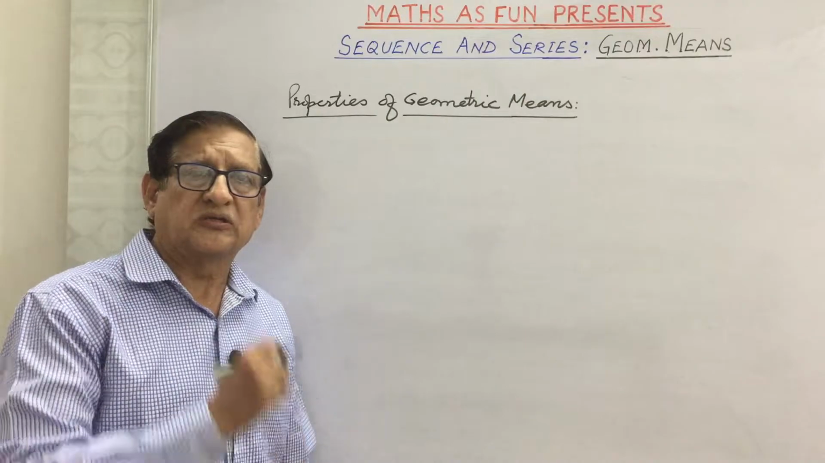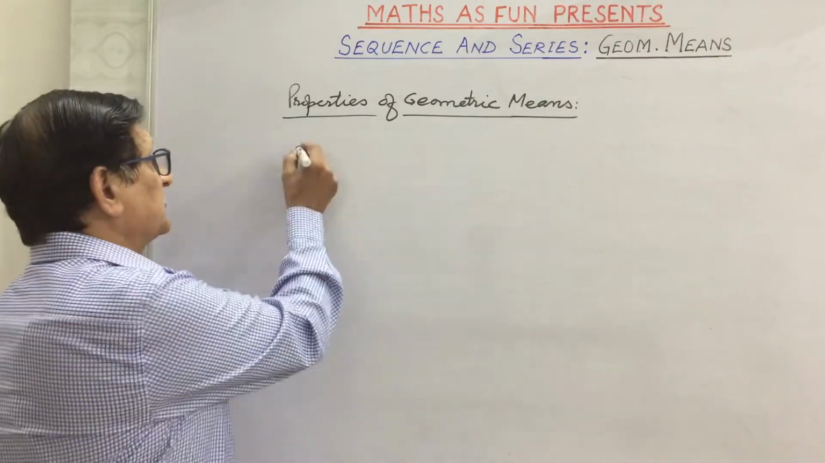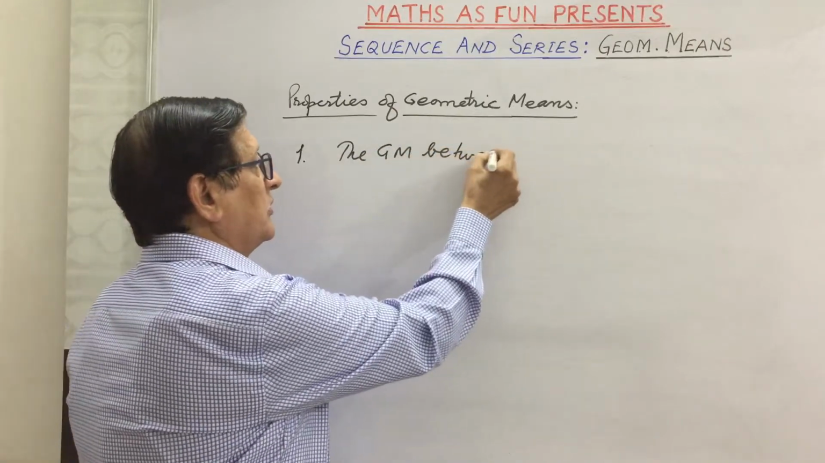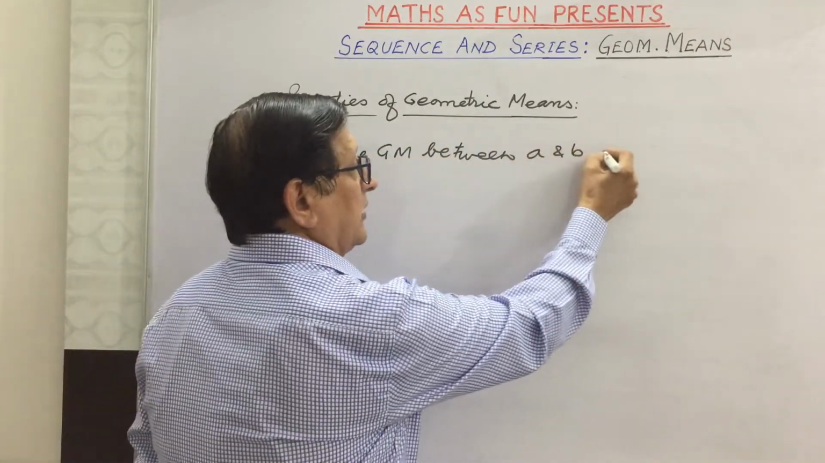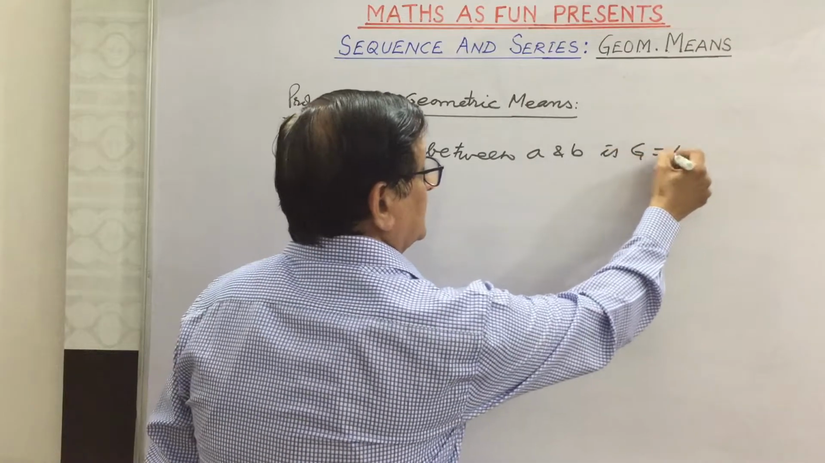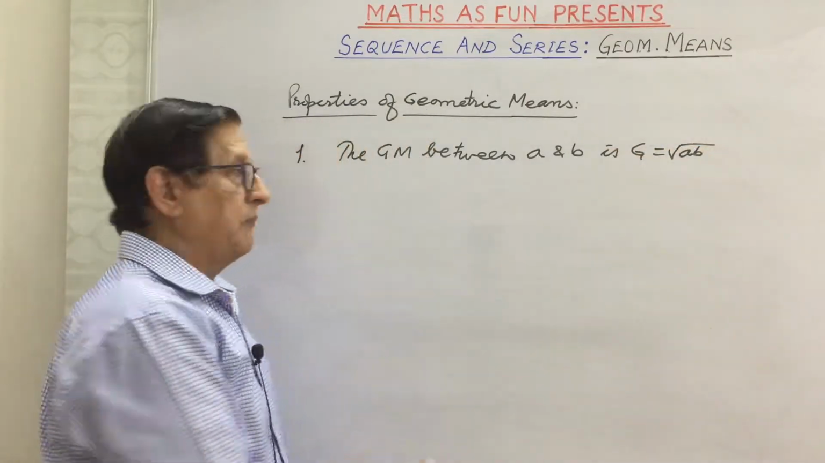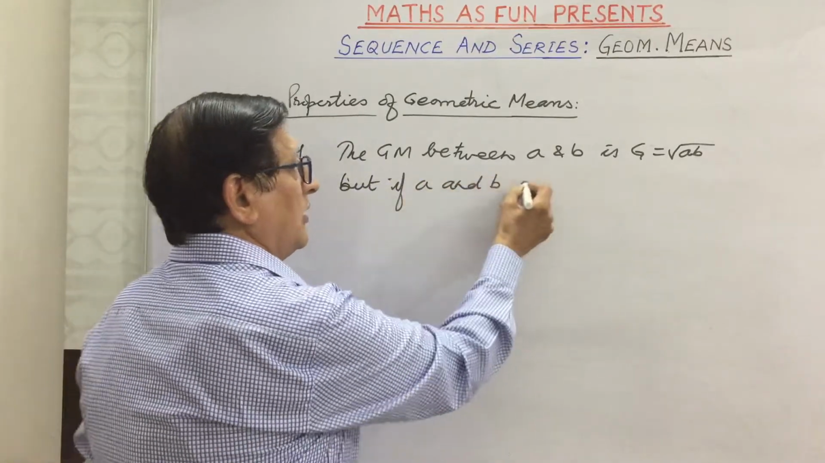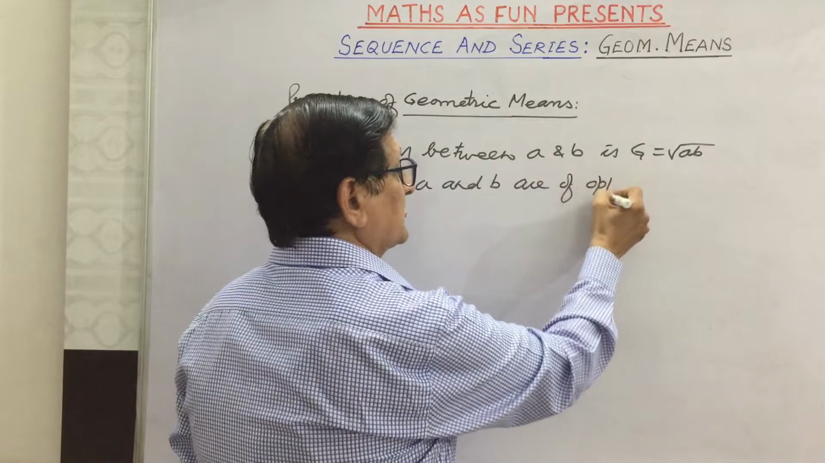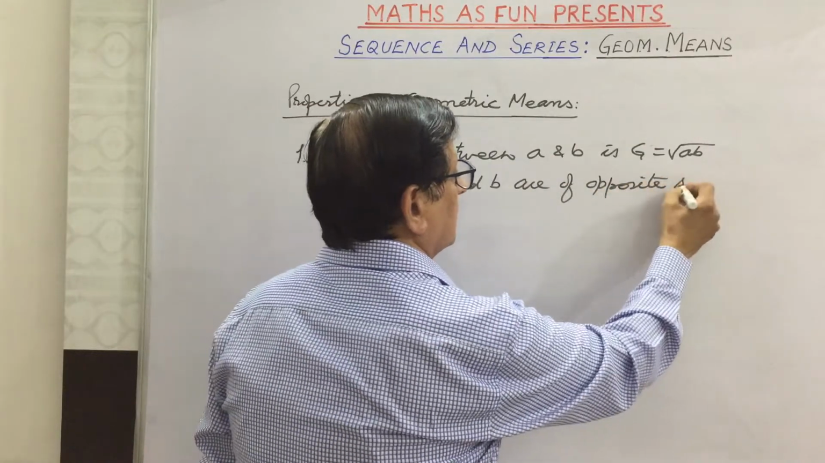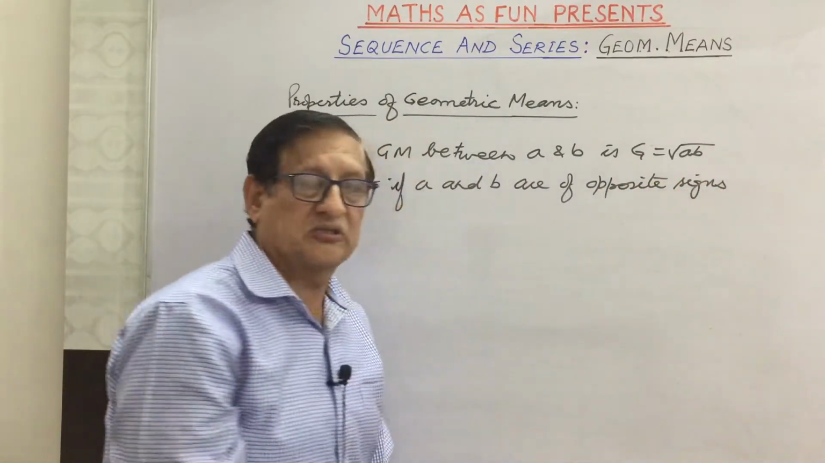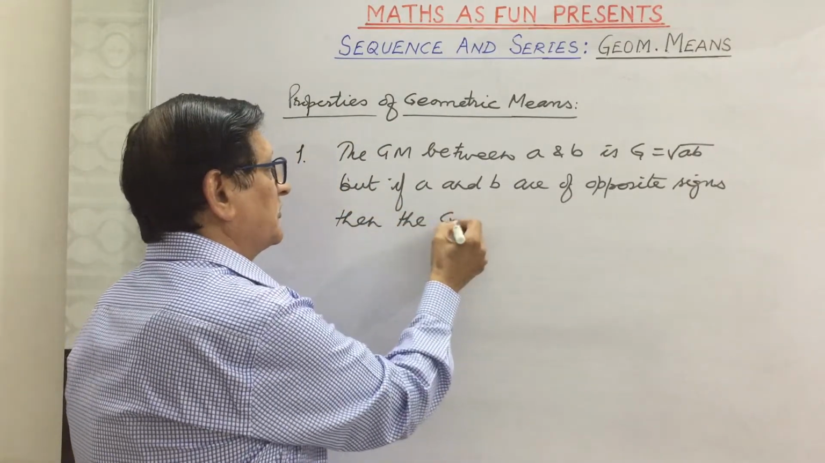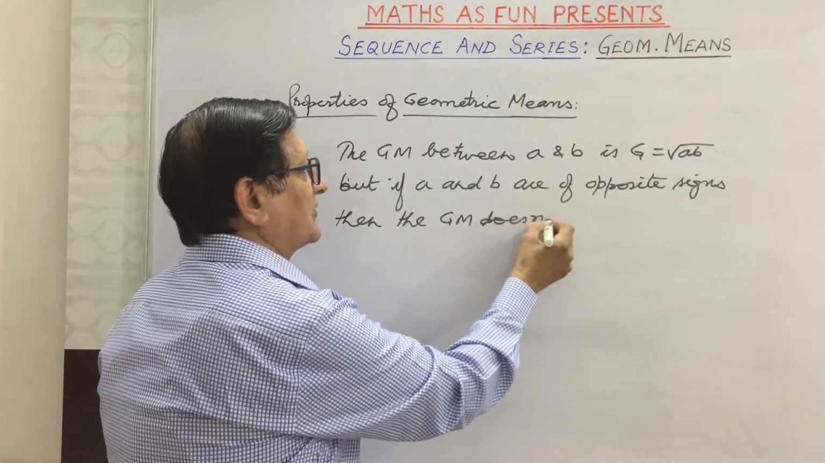We come to the properties of the geometric means now, and the first property is the geometric mean between A and B is G, that is root of AB. But if A and B are of opposite signs, means one is positive, another is negative, then the geometric mean does not exist.